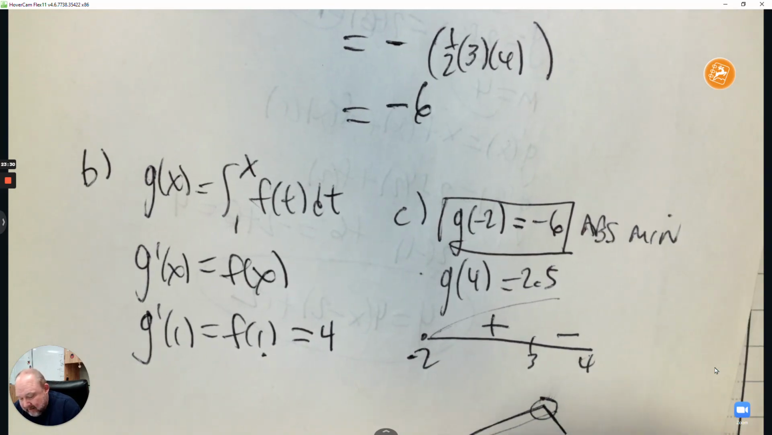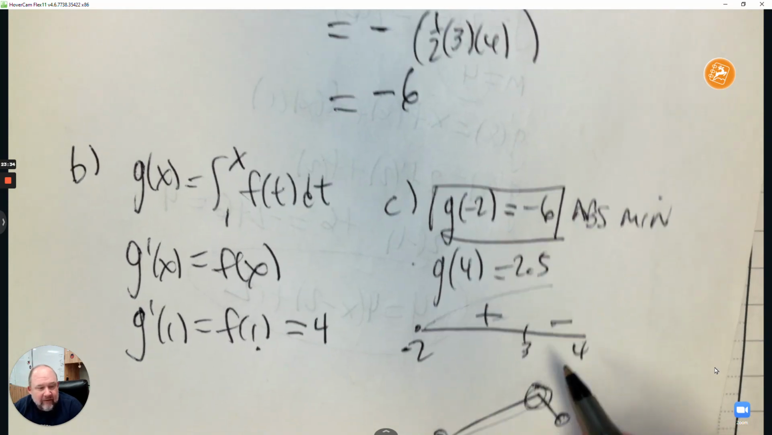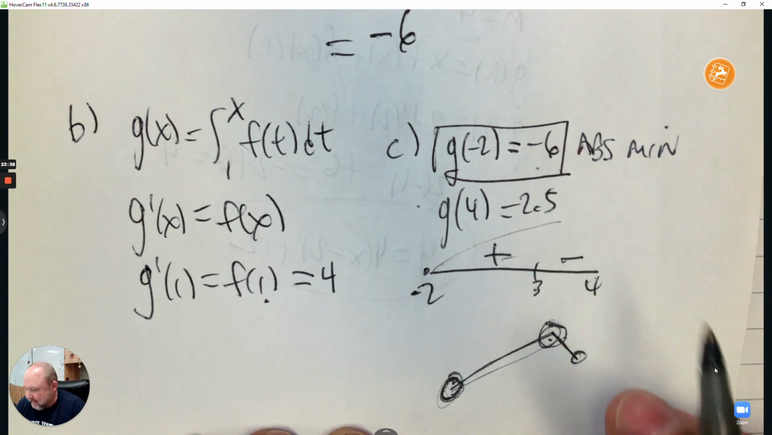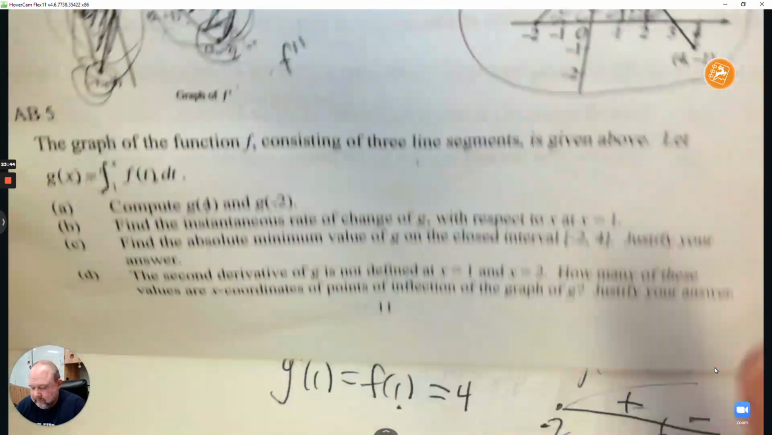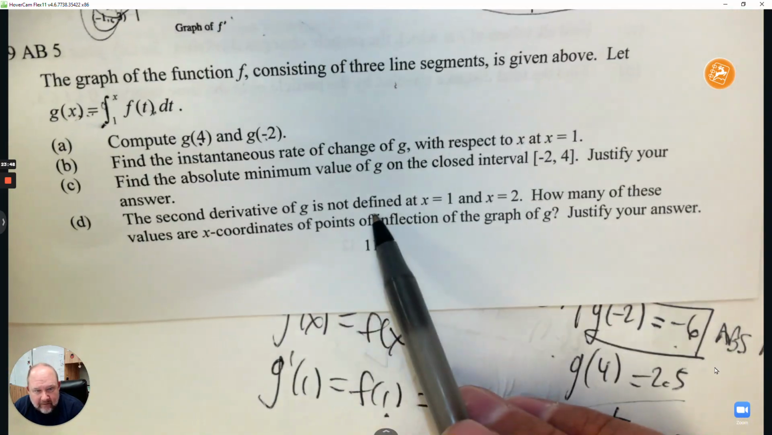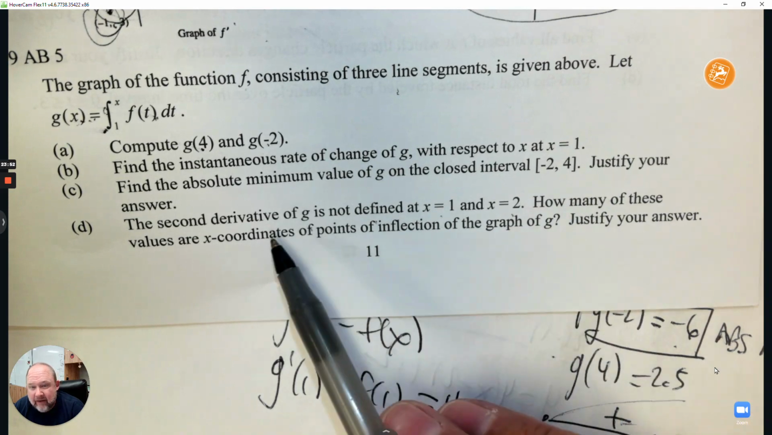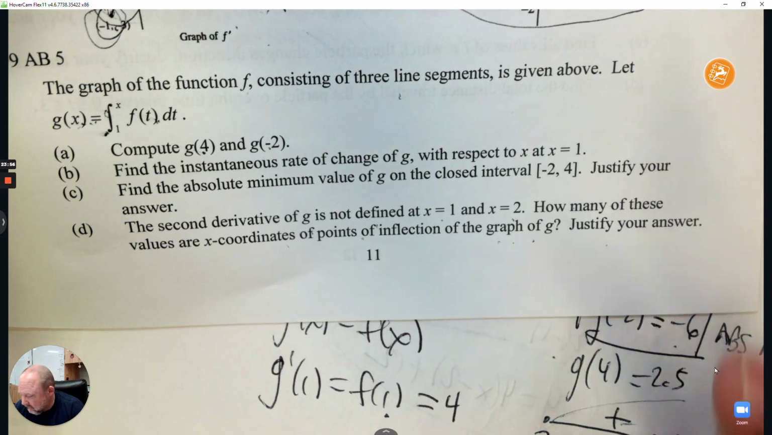You have to think of the endpoints, and as if there's a sign change here at 3, that doesn't even create a minimum. So the lowest must be at the left endpoint, which is -6. Last question. The second derivative of g is not defined at x equals 1 and x equals 2. How many of these values of x are x coordinates of points of inflection of the graph of g, and then justify your answer.